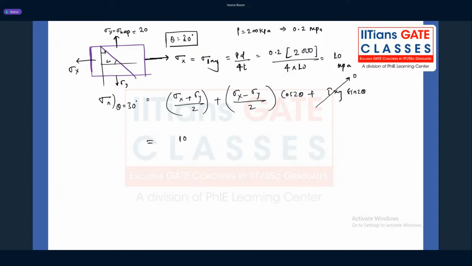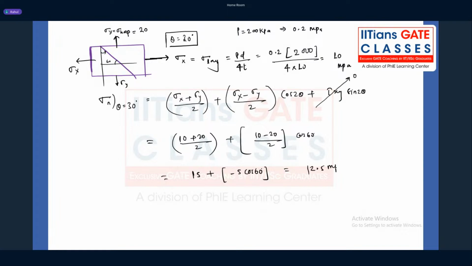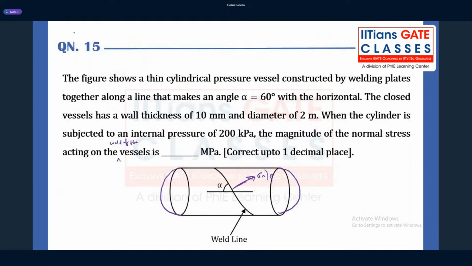So if you put in the values, 10 plus 20 over 2, plus 10 minus 20 over 2 cos 60 degrees, because 30 into 2 is 60, and you calculate, that will be 12.5 megapascal. That should be the correct answer. Again, what is the source of this question? The source is Gere and Goodno, an unsolved example, and one question is given in the solved example.